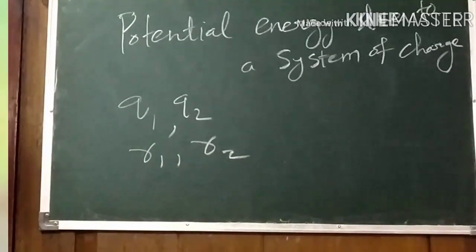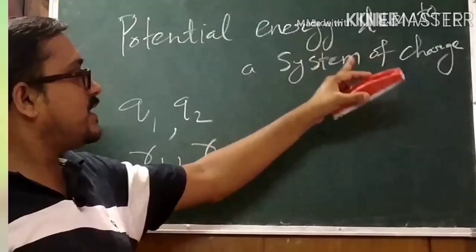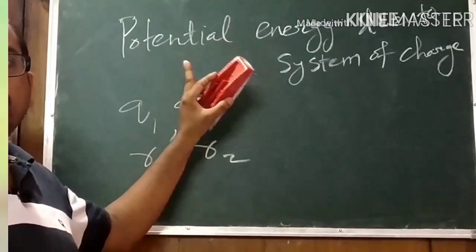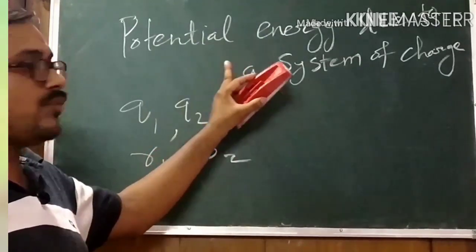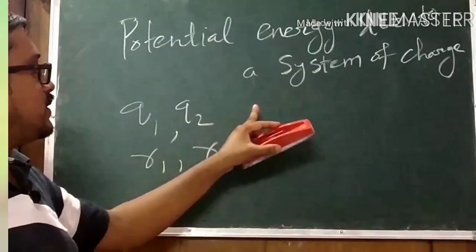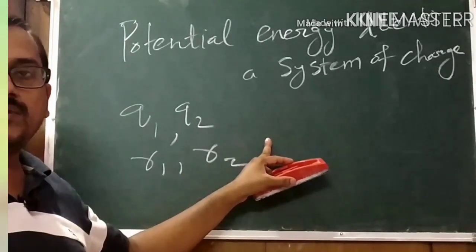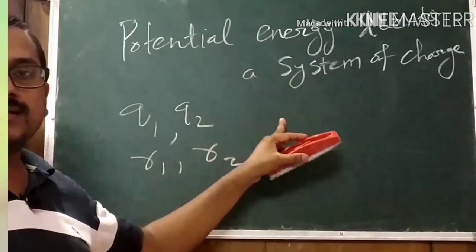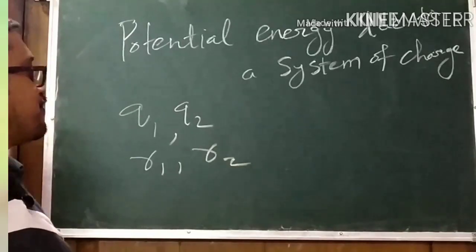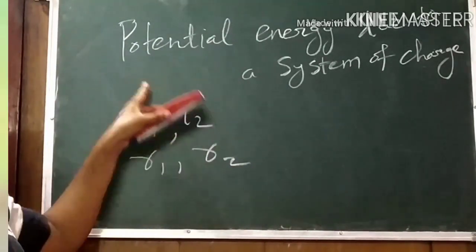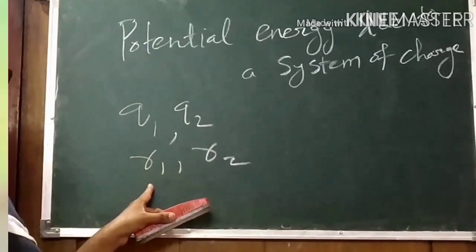Now, as we have to calculate the potential energy due to a system of charge, we first calculate the net work done, because we know the amount of work done in bringing a charge from infinity to a particular position represents the potential due to that charge. Initially, let us consider we have to take Q1 from infinity to R1.